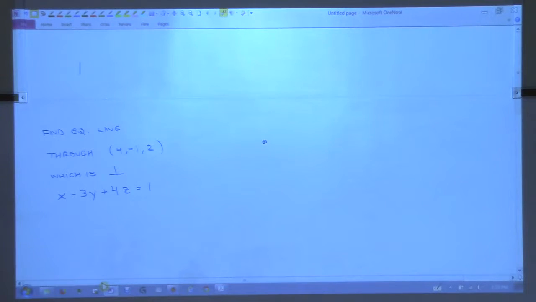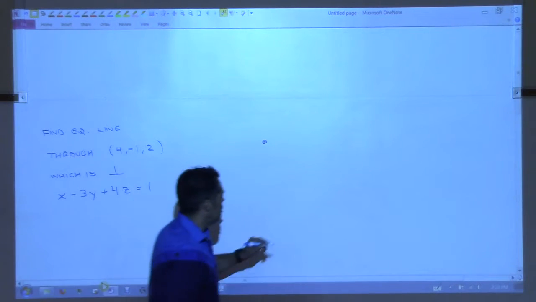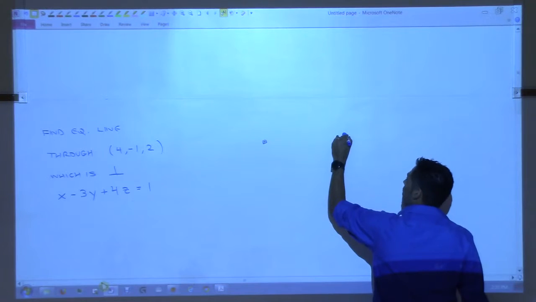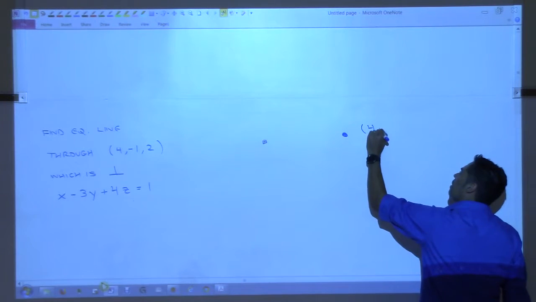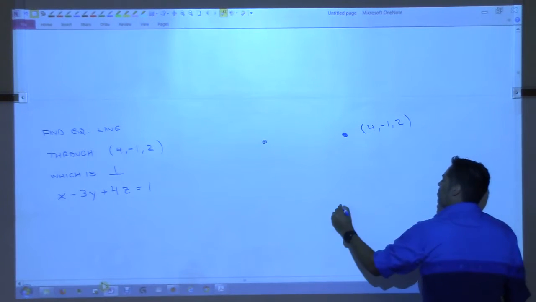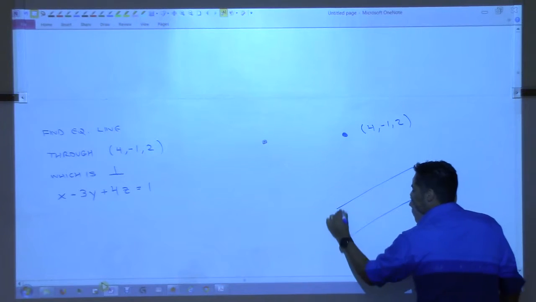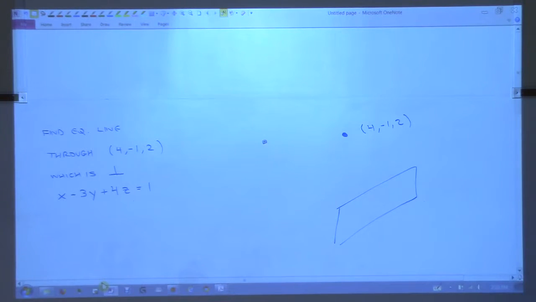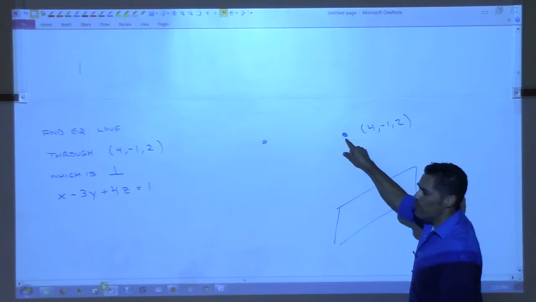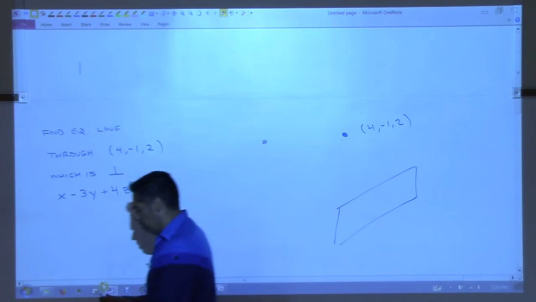Find the equation of the line that goes through this point but is perpendicular to this plane. All right, so let's try and visualize this. I'll draw it first. We have a point that's given, the point 4, -1, 2. And we're given some plane here. That's our plane. And we are trying to find the equation of the line that goes through that point but is perpendicular to that plane.